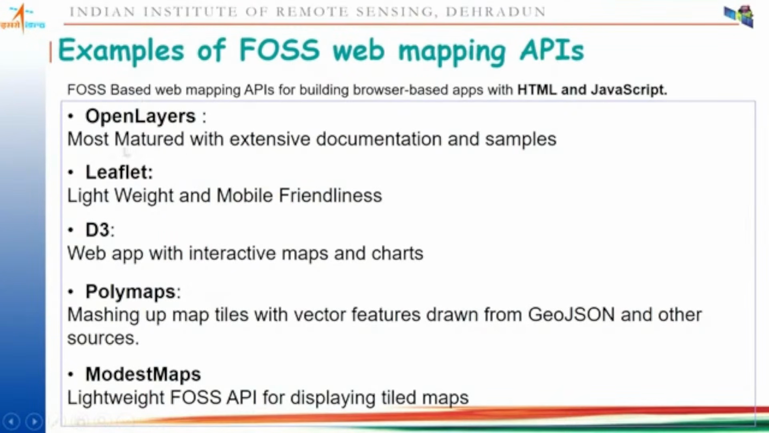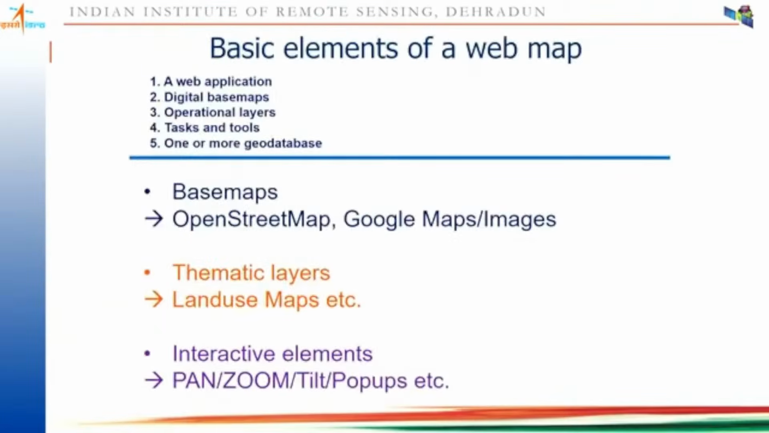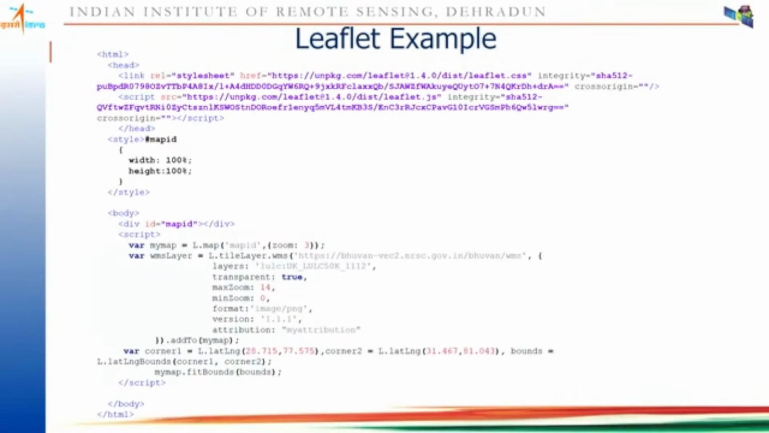Now, for the web mapping libraries, apart from OpenLayers and Leaflet, we have D3, Polymaps and Modest Maps. These are libraries which allow you to consume those web services which are from the GIS domain basically. So I will quickly go to this particular Leaflet example here.